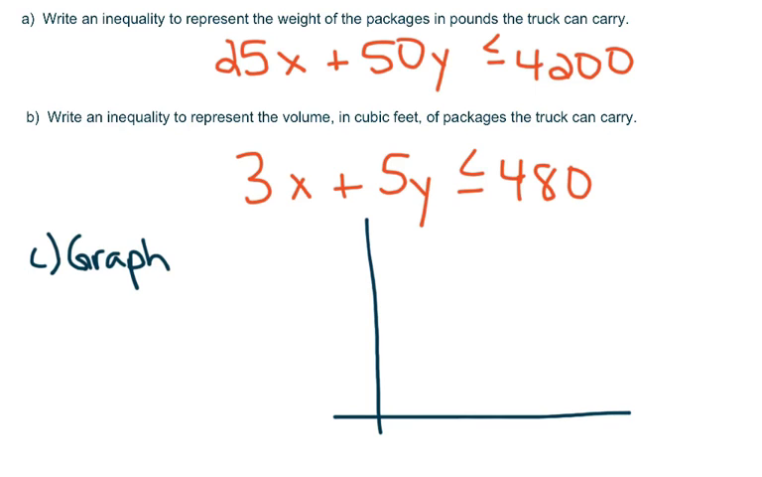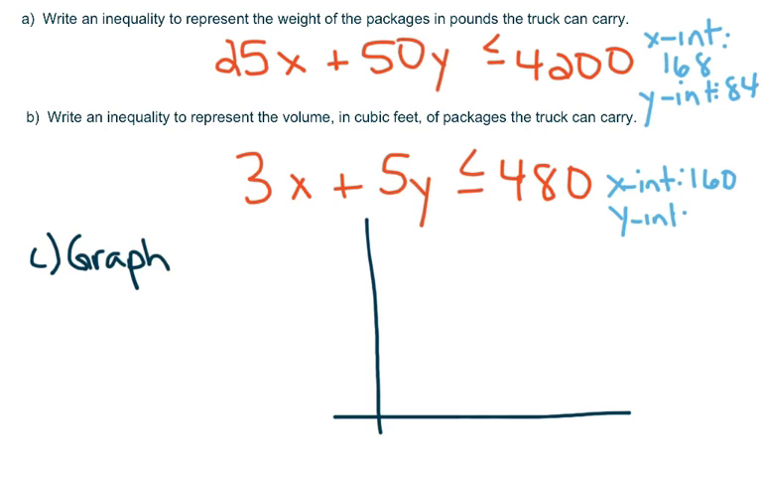So the x-intercept, remember what you get when y is 0, is going to be 168. And the y-intercept, what you get when x is 0, is going to be 84. For the second inequality, the x-intercept is 160, and the y-intercept is 96. So I need some pretty big numbers, so I'm going to do some guesstimating here. My x-axis needs to go to about 200, and my y-axis needs to go to about 100.